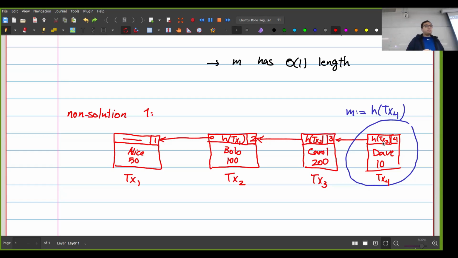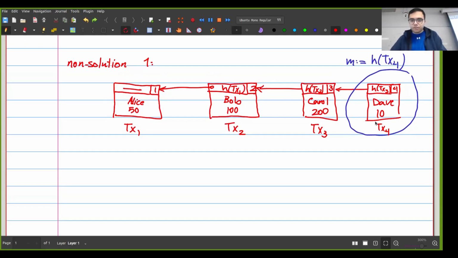Now, the problem becomes even worse for Bob, because you can just continue with this. Bob has to know his own transaction, Carol's transaction, and Dave's transaction. In general, each person who wants to prove the existence of their transaction has to also prove every transaction that comes after it, right?